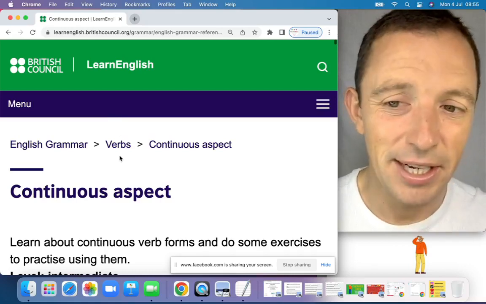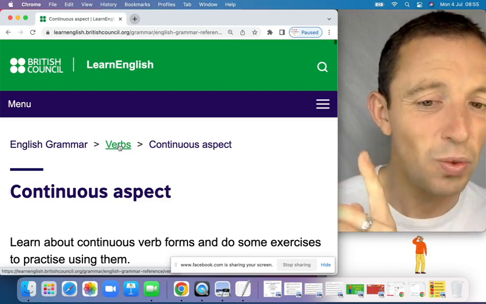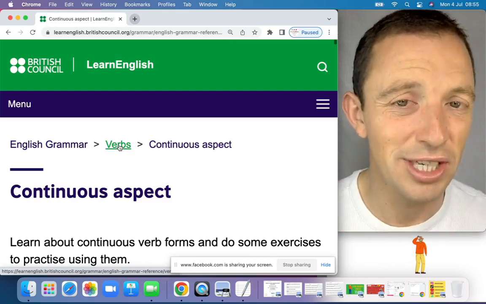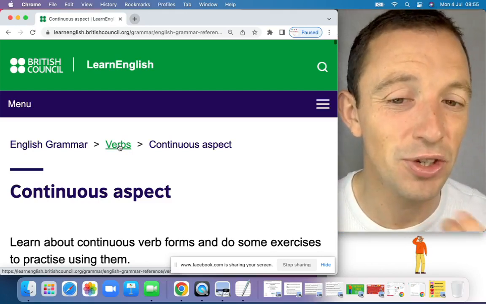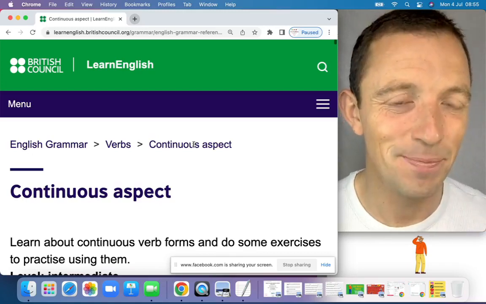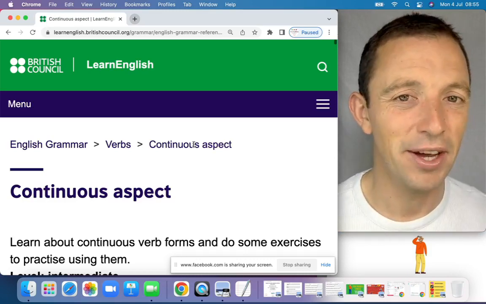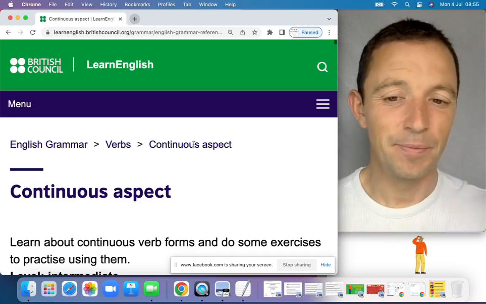So today specifically we are on the topic of verbs, and for the last 2 weeks we have been discussing verbs, and today we move to the continuous aspect or the continuous tense. Okay, so we have the continuous tenses today, and this is the topic of today's lesson.